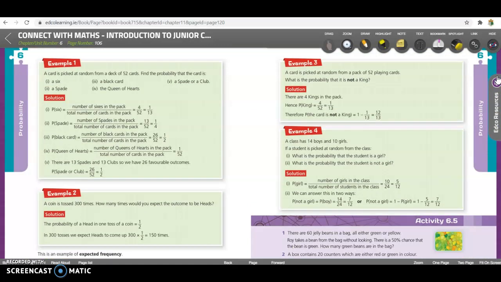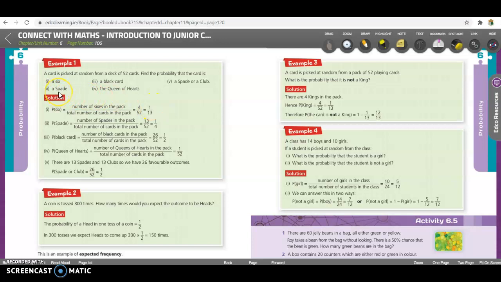So example 1 here, a card is picked at random from a deck of 52 cards. Find the probability it is a 6. So there's 4 6s in a deck of cards: 6 of hearts, 6 of diamonds, 6 of clubs, 6 of spades. So there's 4 of them out of 52 possible cards. So you go 4 over 52 and then simplify it to 1 over 13. I would say fractions or decimals for probabilities. Percentages are all right as well, but you will generally see them as fractions or decimals. If you're writing them as fractions like this, simplify the fraction as much as possible.